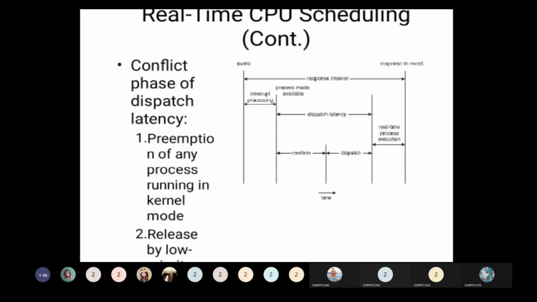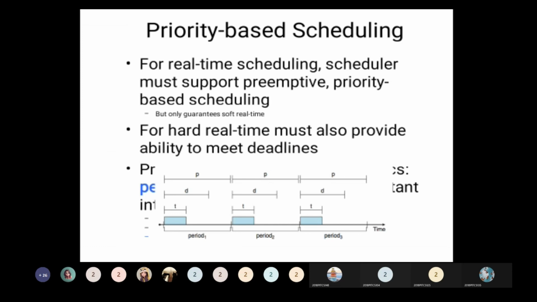Next one, priority based scheduling. For real-time scheduling, the scheduler must support preemptive priority based scheduling, but this only guarantees soft real-time. For hard real-time, it must also provide the ability to meet deadlines. So this can be achieved with priority based scheduling for hard real-time systems.